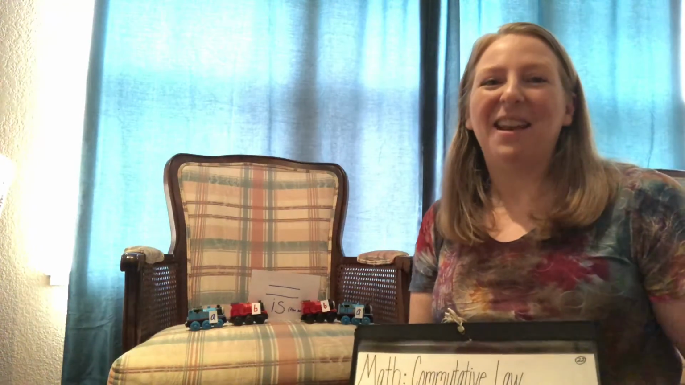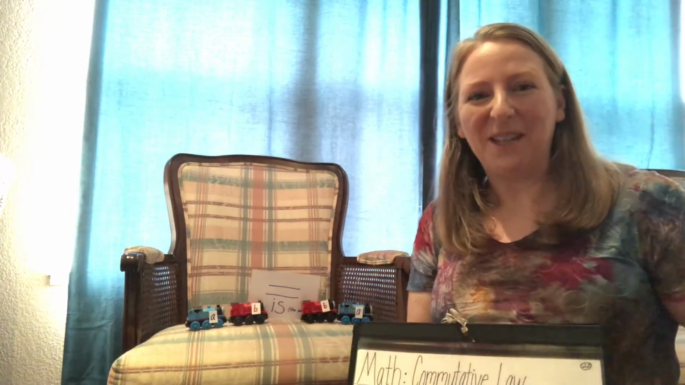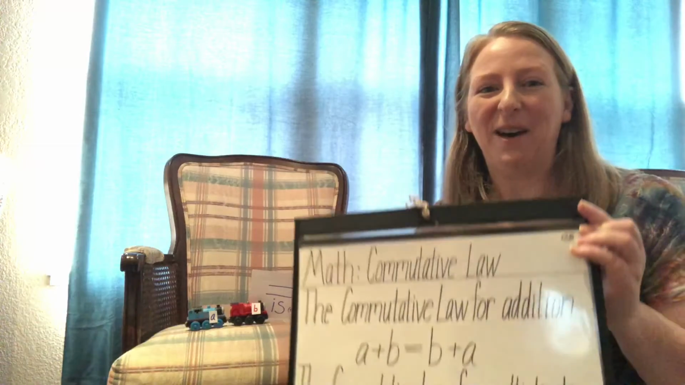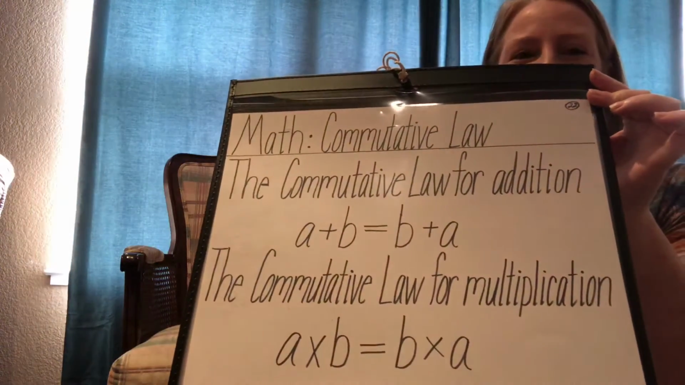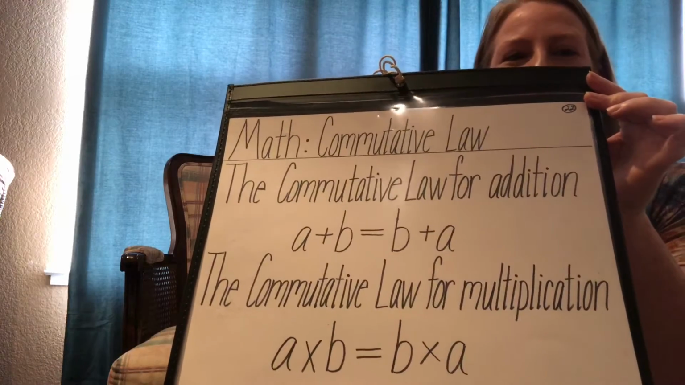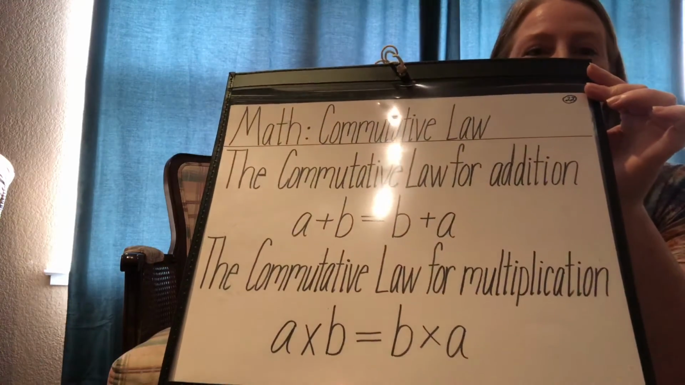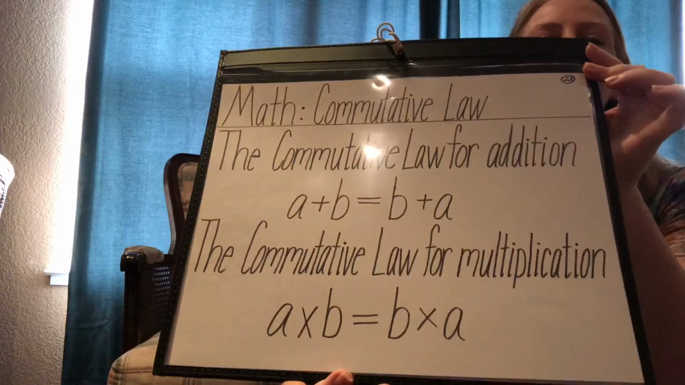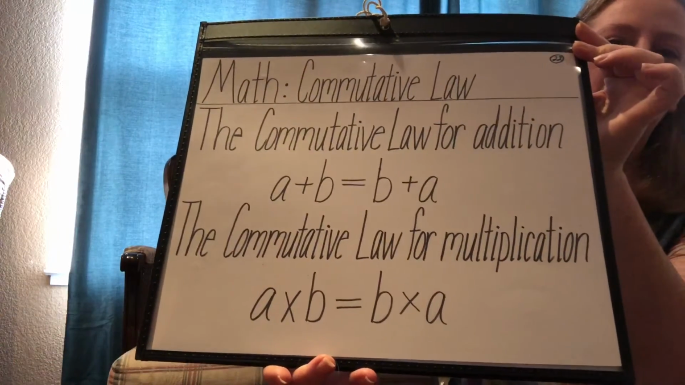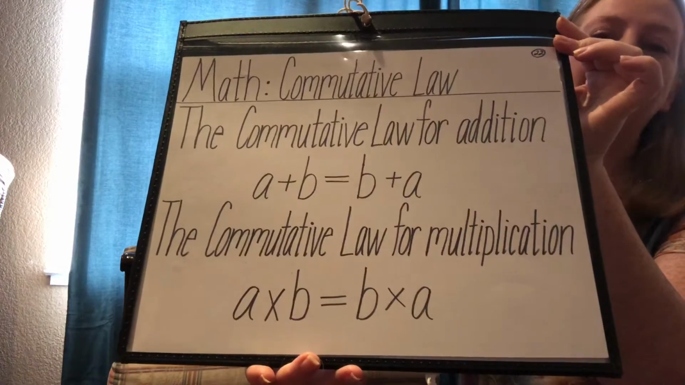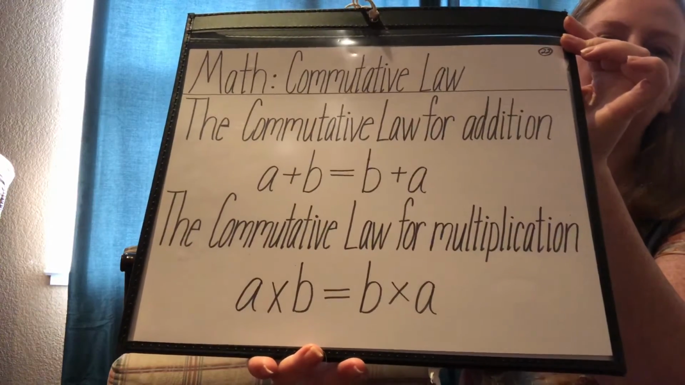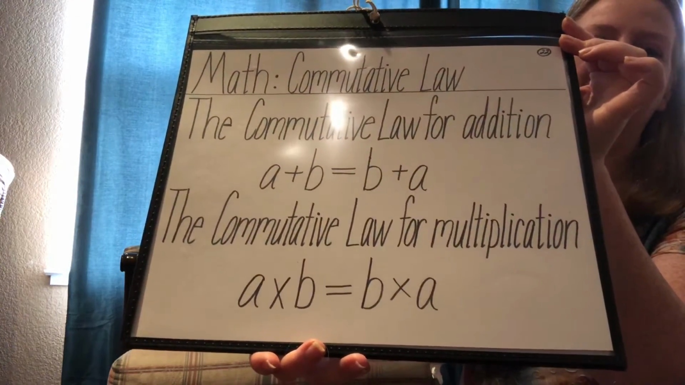And this week is week 22, so I want to tell you about the commutative law. The commutative law for addition states A plus B equals, or is the same as, B plus A. And the commutative law for multiplication states that A times B equals, or is the same as, B times A.